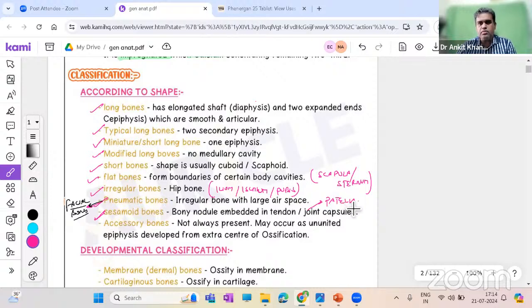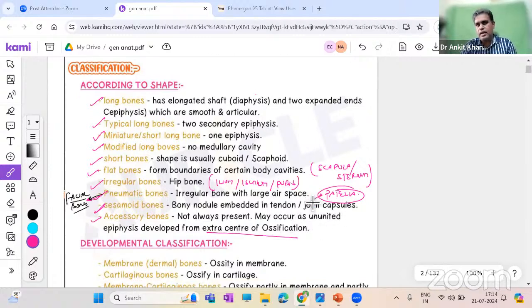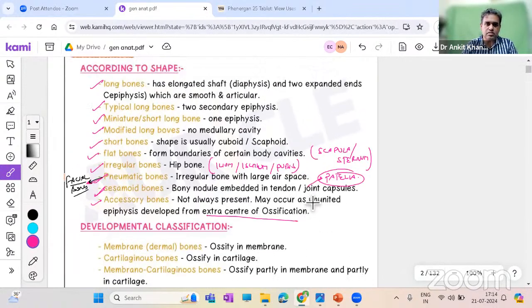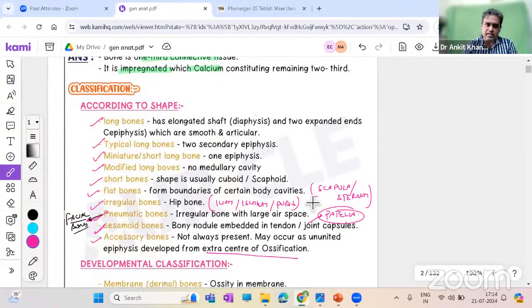There are many sesamoid bones, mainly 5-6 examples, but the largest sesamoid bone is the patella, the small bone in front of the knee joint, mainly articulating with the femur bone. Accessory bones are not always present, but they can form some extra central ossification, like your aberrant epiphysis. This is one classification, easier, I guess.